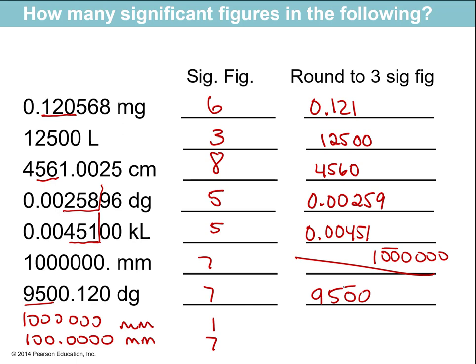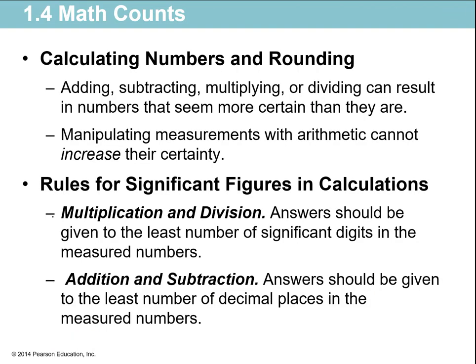We don't really come into play with that. I'd be fine with just 9,500 because at least it's there. All right. Why do you have to know this? Why do I have to know this?